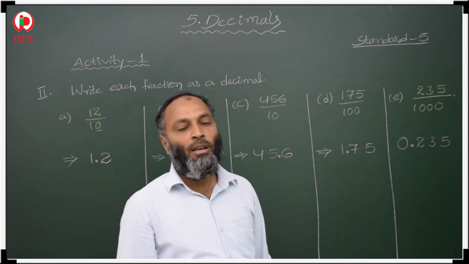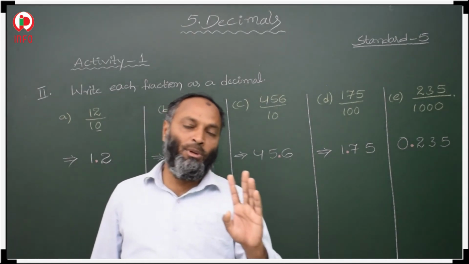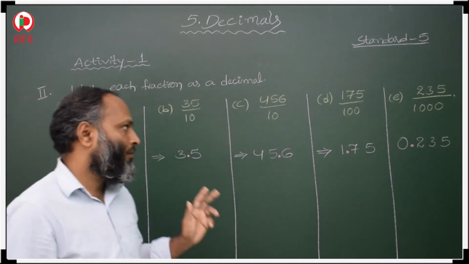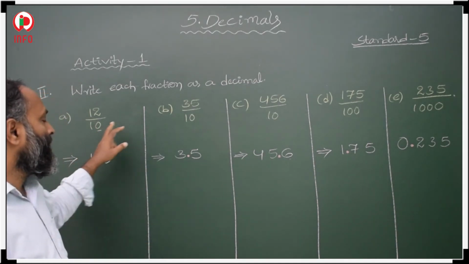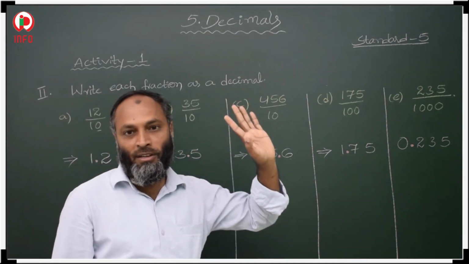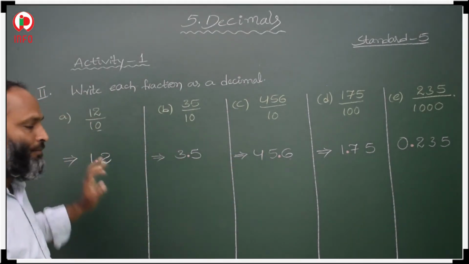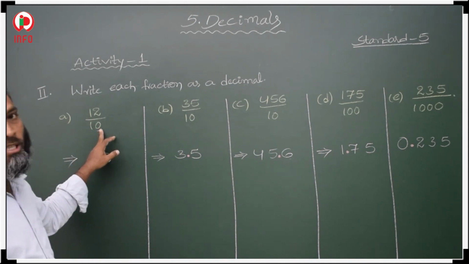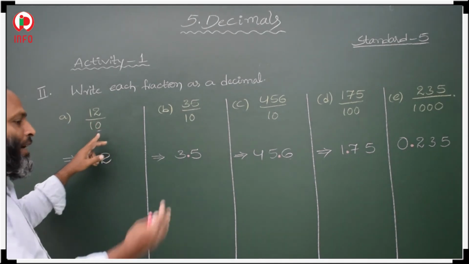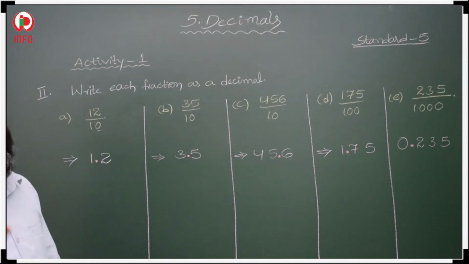0.235. Now listen, what is the method to convert a fraction into a decimal? Whenever the denominator is tens, hundred, thousands, 10,000s, whatever is given, you do just one thing. First you take the numerator, and after that, count how many zeros are in the denominator. From right to left, you move that many places and keep the decimal point.